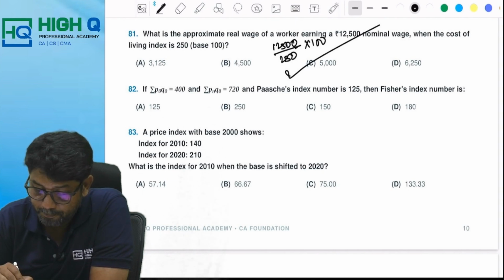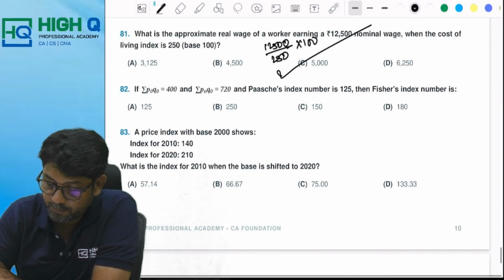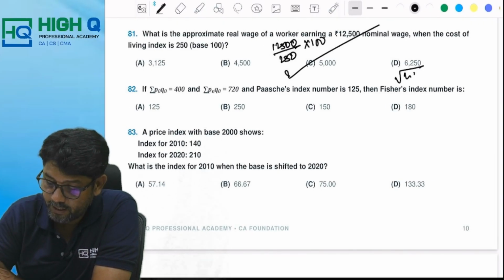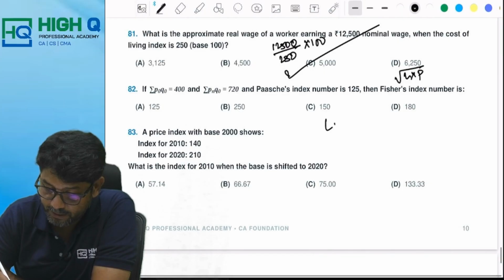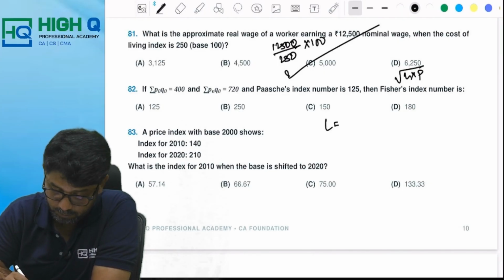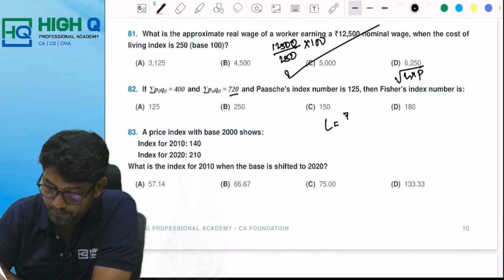Now, P naught Q naught is given. Paasche's index number is also given. Fisher's index number is equal to root of L into P. Am I right, my dear? So we can easily find, since Paasche's index number is given, we can easily find out Laspeyres price. Laspeyres price is going to be 720 divided by 400.